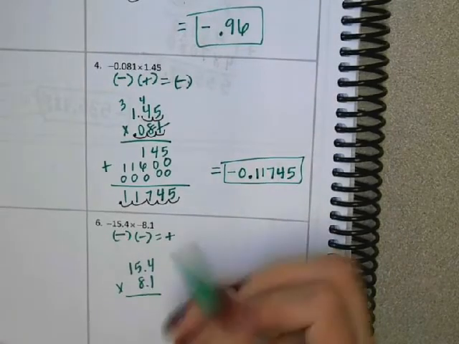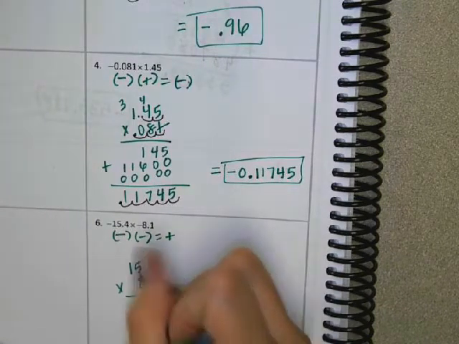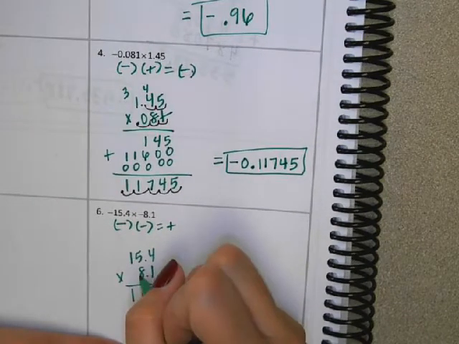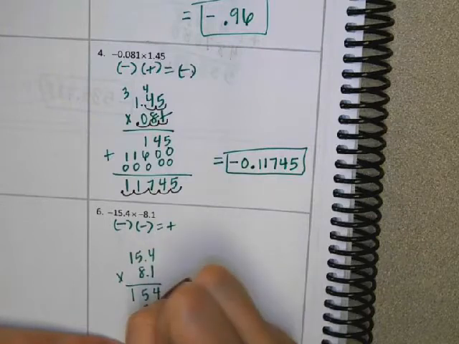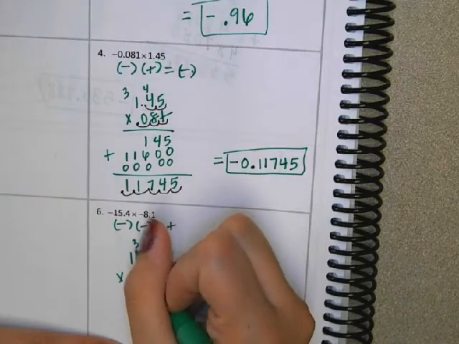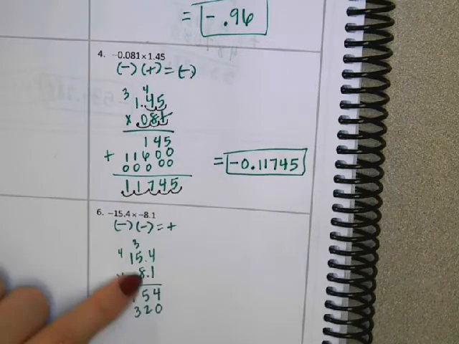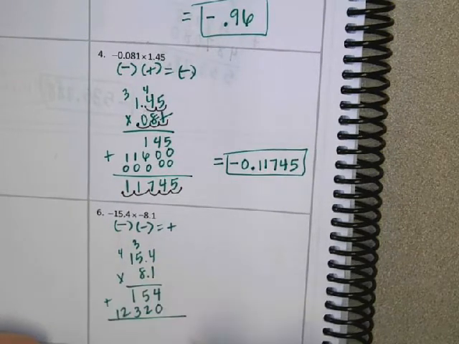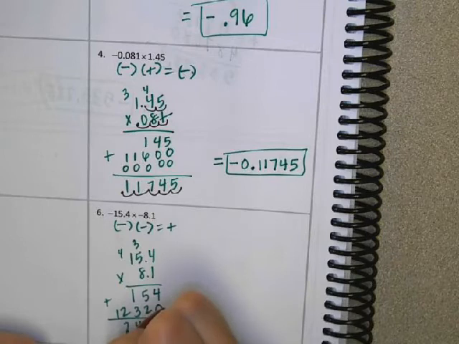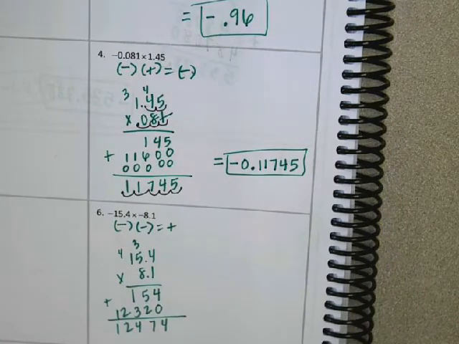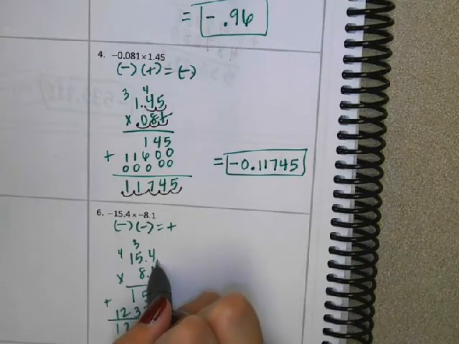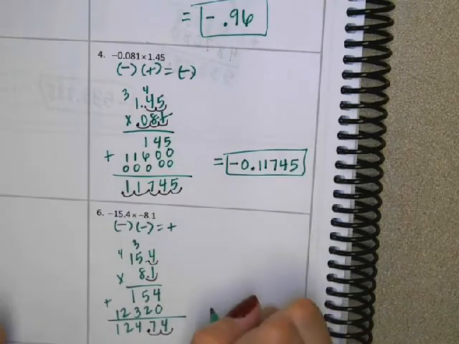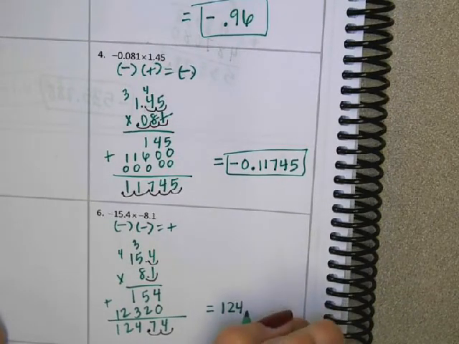Okay, looking here, I'm going to start with my 1. 1 times 4 is 4. 1 times 5 is 5. 1 times 1 is 1. Put a 0 for a place value, and then move to the next place value. 8 times 4 is 32. 8 times 5 is 40, plus 3 is 43. Carry the 4. 8 times 1 is 8, plus 4 is 12. Then I'm going to add these up. I got 4, 7, 4, 2, and 1. I'm going to move my decimal place over 1, 2. So 1, 2. And my final answer with the correct sign is a positive 124.74.